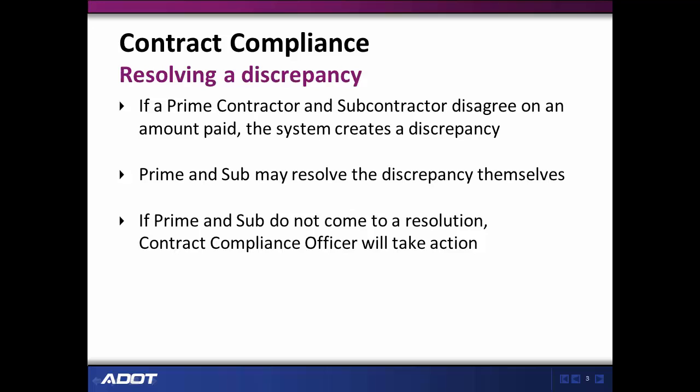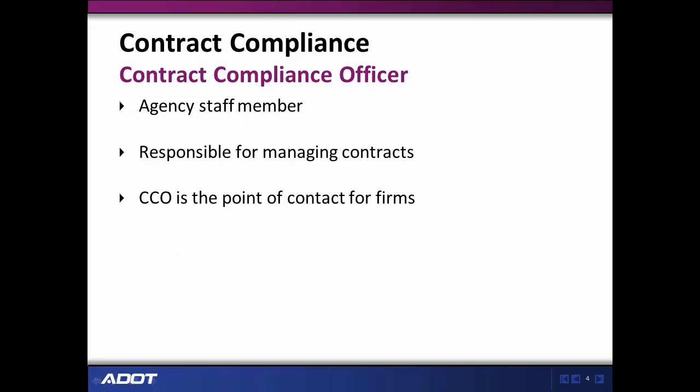If the prime and sub are not able to resolve the discrepancy, then the contract compliance officer becomes involved. The Contract Compliance Officer, or CCO, is the agency staff member that is responsible for managing the contract in the DBE system and is the point of contact for firms. Discrepancies can happen and are generally caused by a misunderstanding, which is easily resolved with a telephone call or email.